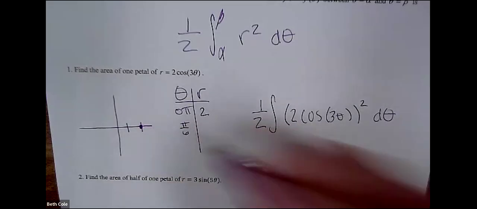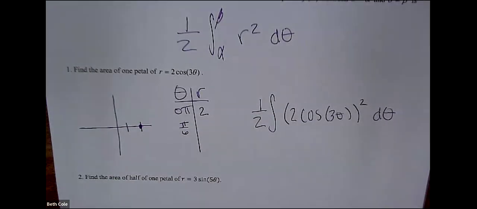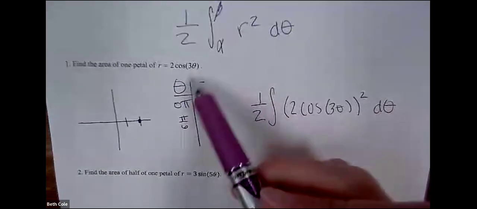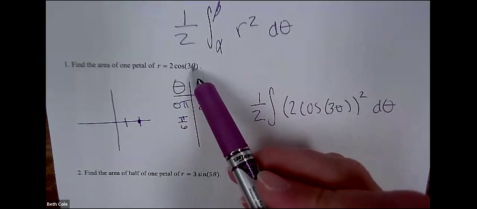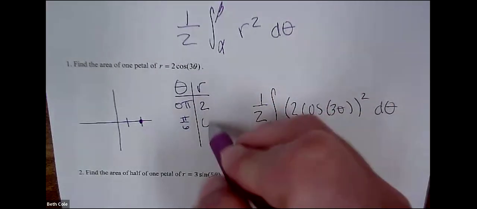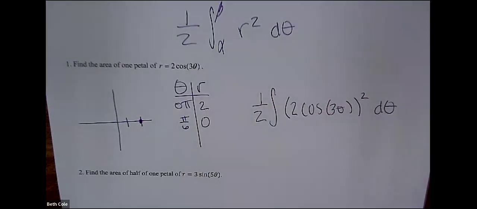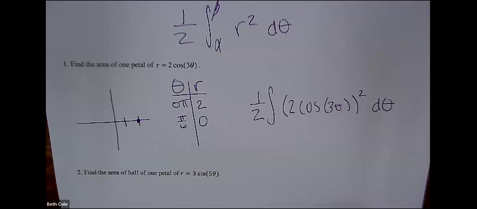The next one I would choose to do is pi over 6, because when I plug in pi over 6, it's immediately going to be 3/6, which is 1/2 pi over 2. Cosine of pi over 2 is 0. And it's going to go 2, 0, 2, 0, 2, or negative 2, whatever have you.